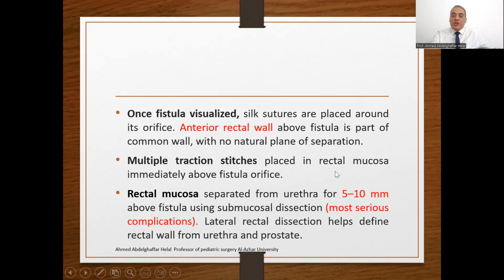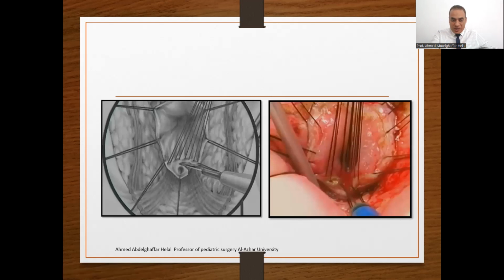Multiple traction sutures are put in the rectal mucosa, and the rectal mucosa is dissected. We can see this image. This is the rectum opened, and this is the fistula, the small one. Here the problem is that the anterior rectal wall is forming one wall or is intimately close to the urethra. So if the surgeon is not very careful, they can injure the urethra at this side.